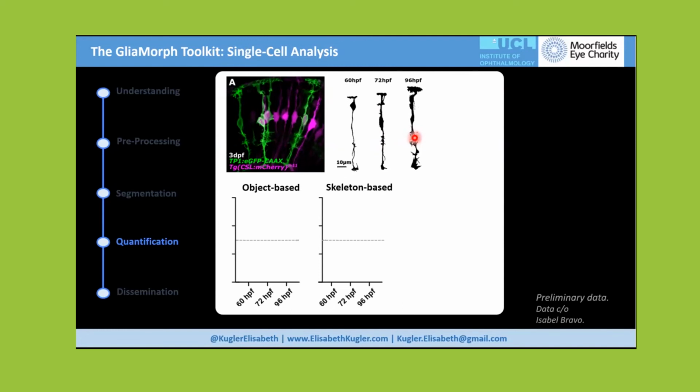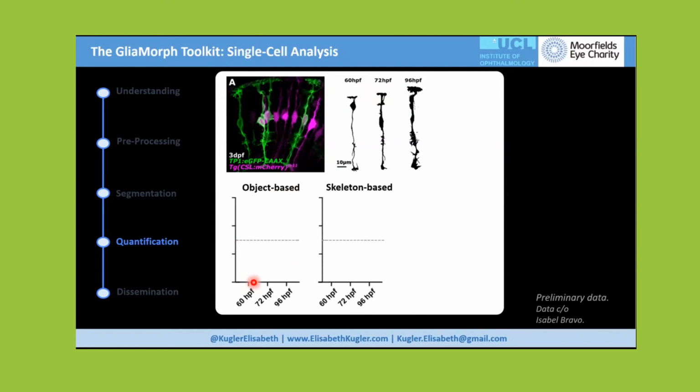And so we have done this, shown here, again, from 60 to 96 hours post-fertilization. So this is about 2.5 days to about 4 days. And then now I've broken it up into object-based measurements and skeleton-based measurements. And also to visualize these cells, or these kind of progressions a little bit more, what I've actually done is normalize all the measurements against baseline at 60 hours post-fertilization. So it's all normalized to this initial time point now.